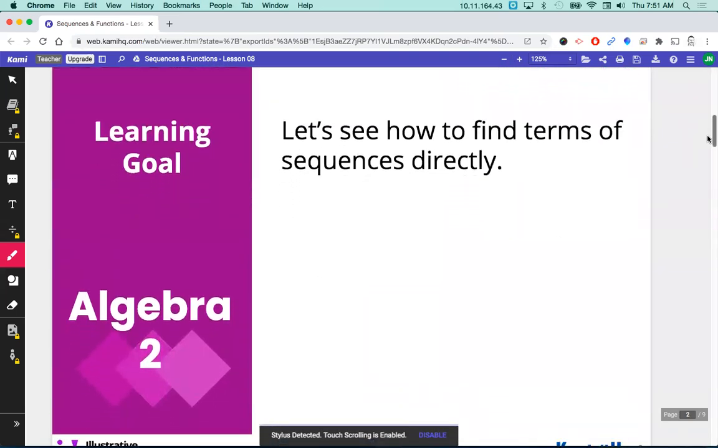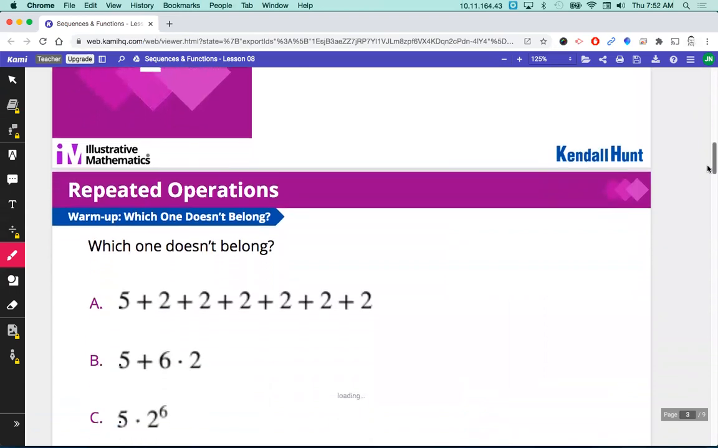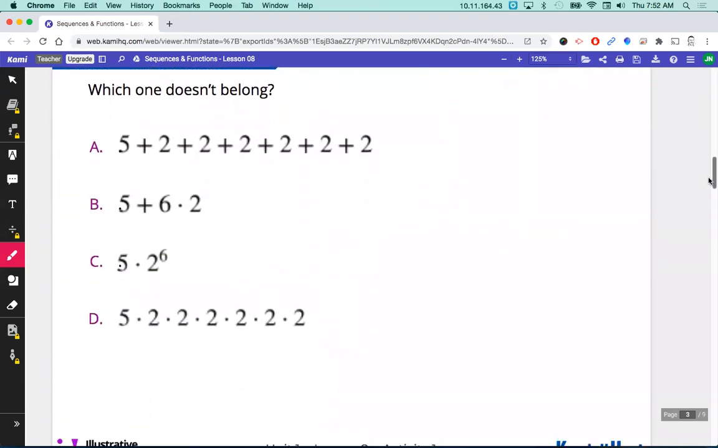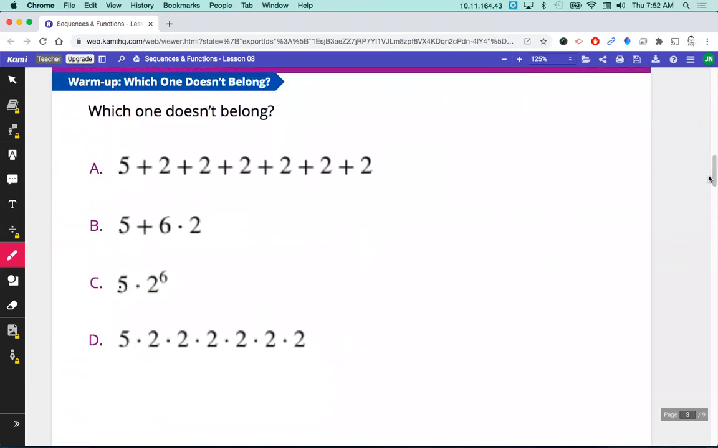All right, so let's see how to find terms of sequences directly. We're just going to take a look at these four statements. Now the question says which one doesn't belong. If we had an hour-long class, I'd tell you guys to talk about this in small groups of 2 or 3 and try to figure out which one of these doesn't really belong.